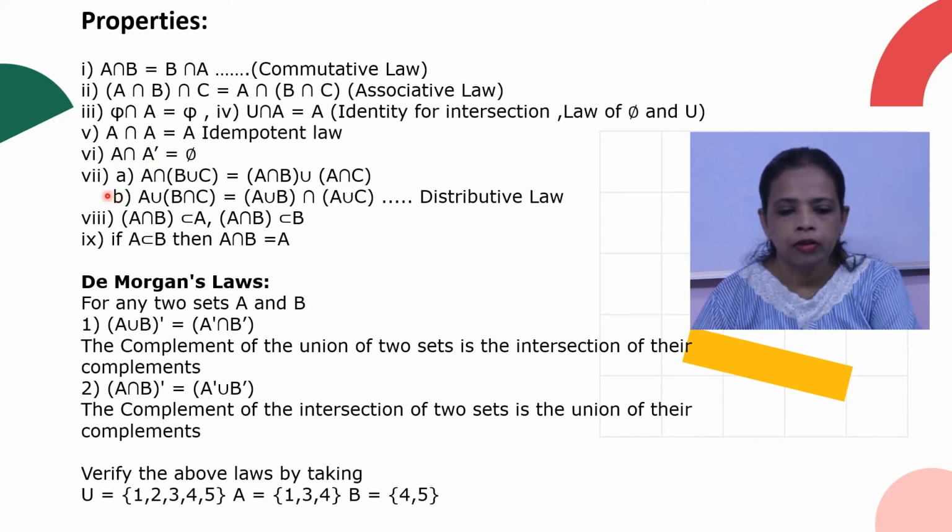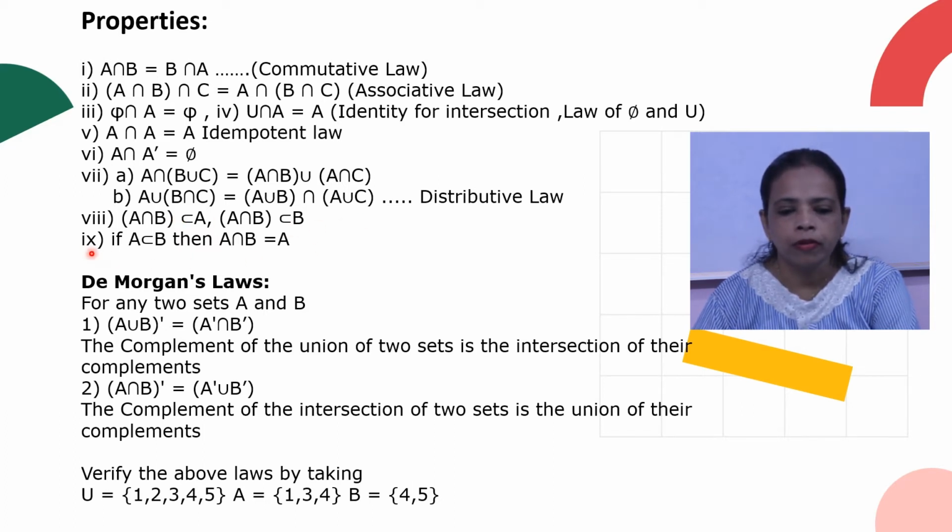Now property number 7. A intersection (B union C) equal to (A intersection B) union (A intersection C). And property number 8, A union (B intersection C) equal to (A union B) intersection (A union C). These two properties, 7 and 8, are called distributive law. We can prove this using set notation or using a Venn diagram. If you want this proof, you can message me in the comment box.